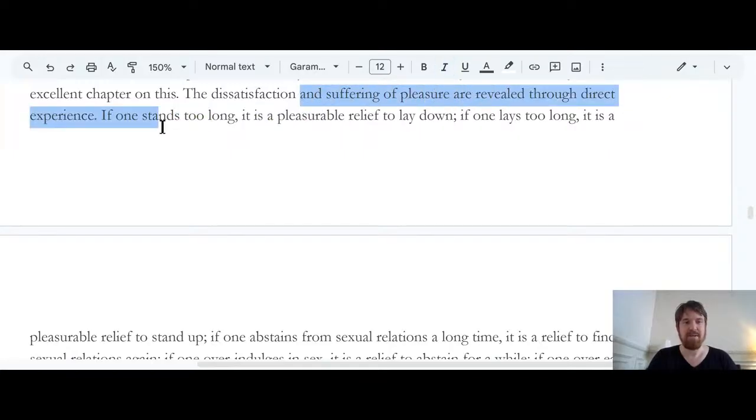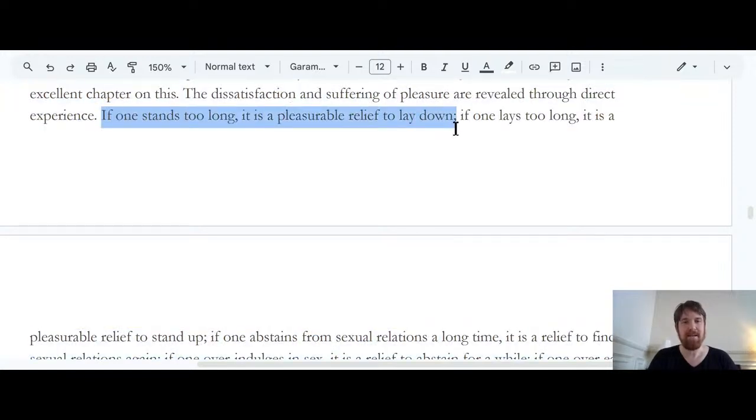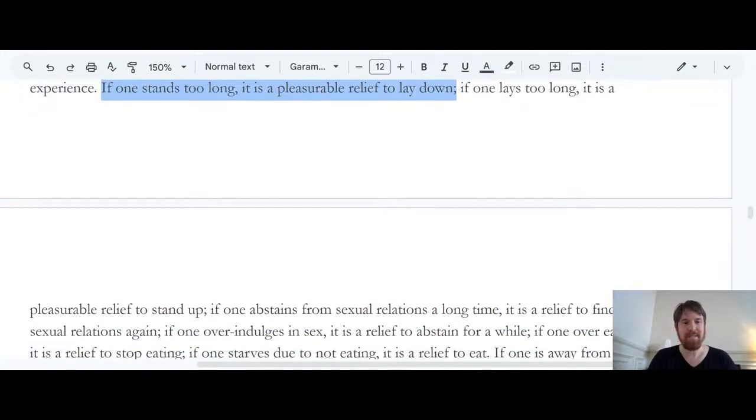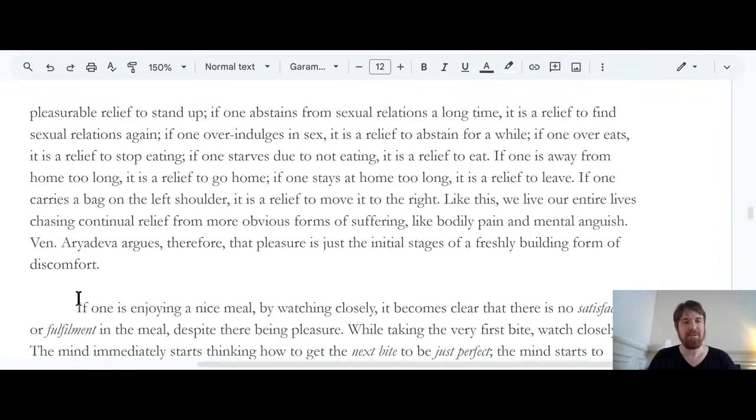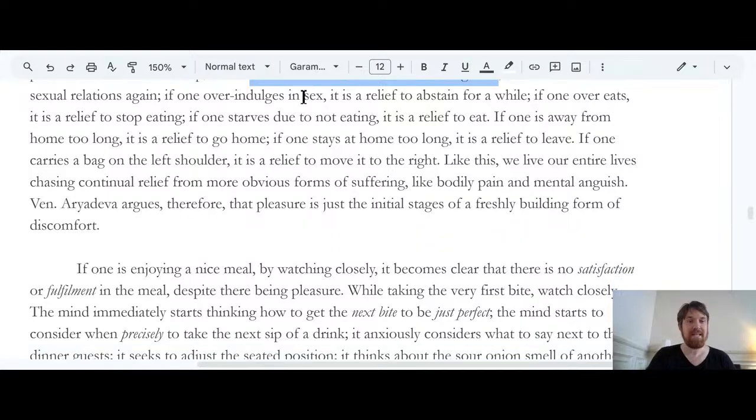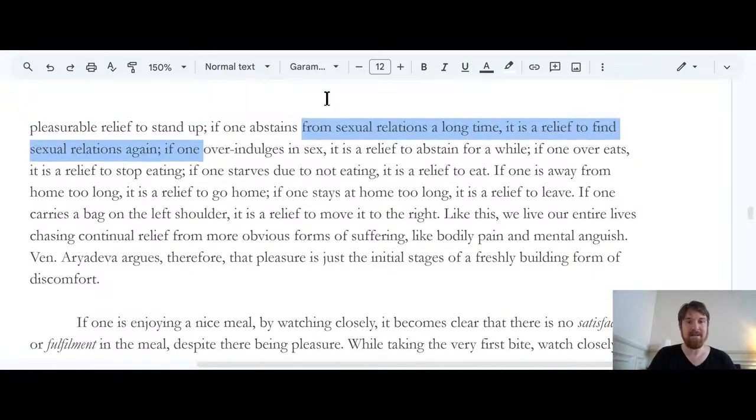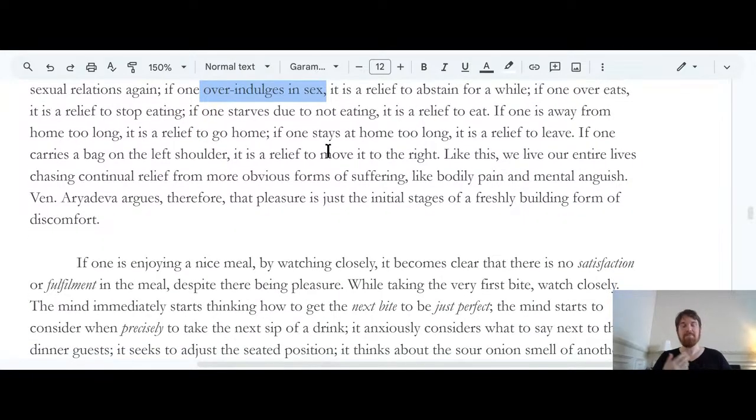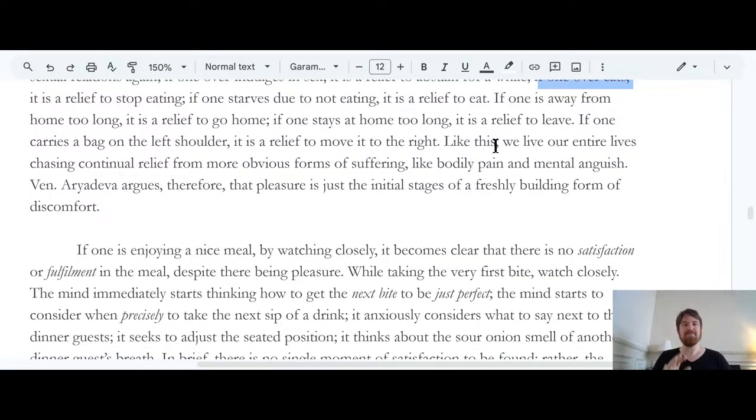revealed through direct experience. If you stand up too long, it's a pleasure to lay down. But then if you lay down too long, it's a pleasure and a relief to stand up. And if you abstain from sex for too long, then it's a relief to find a sexual partner and have release. But if you overindulge in sex, then it becomes uncomfortable and unwanted. If you eat too much, it's a relief to stop eating.